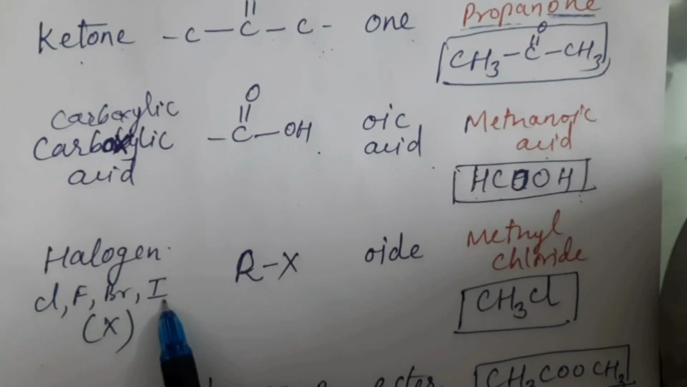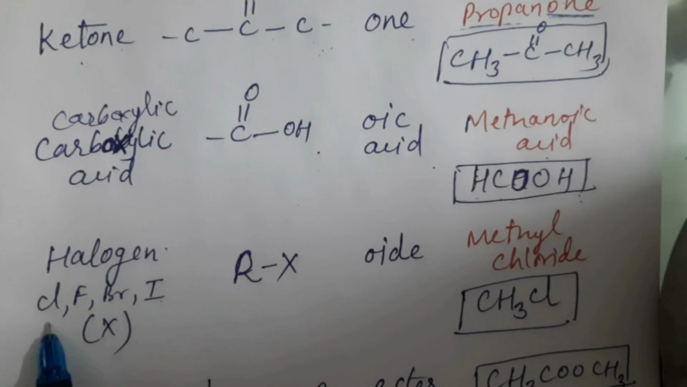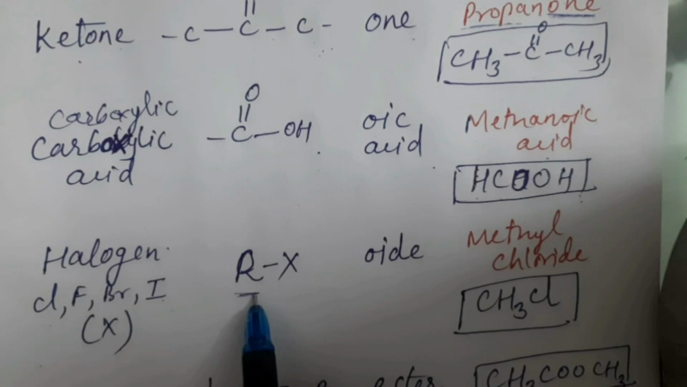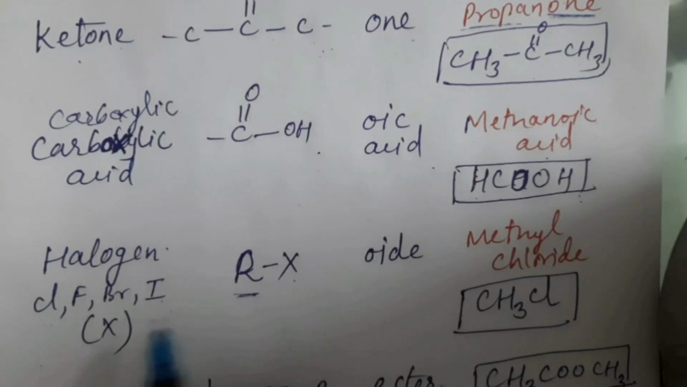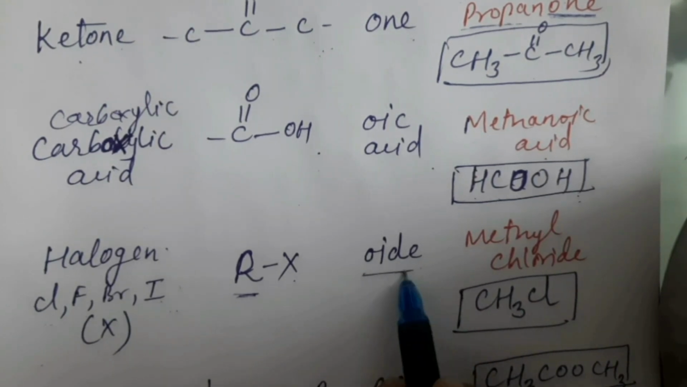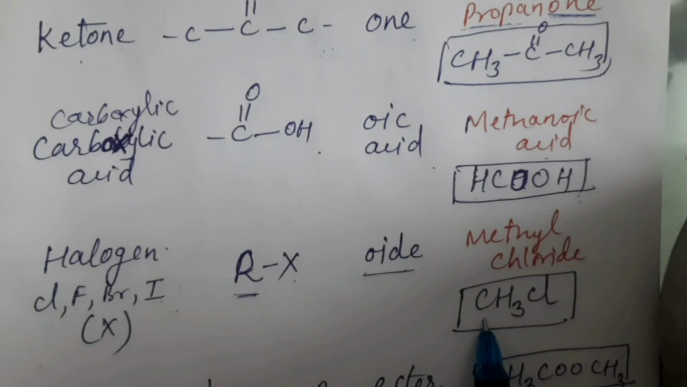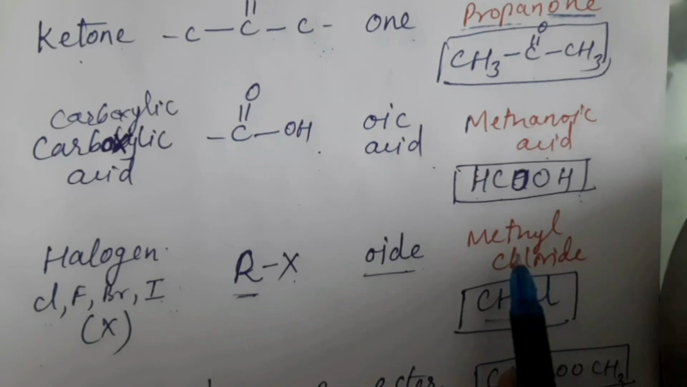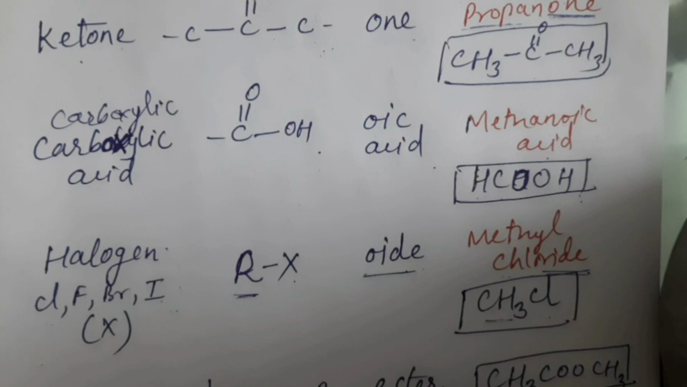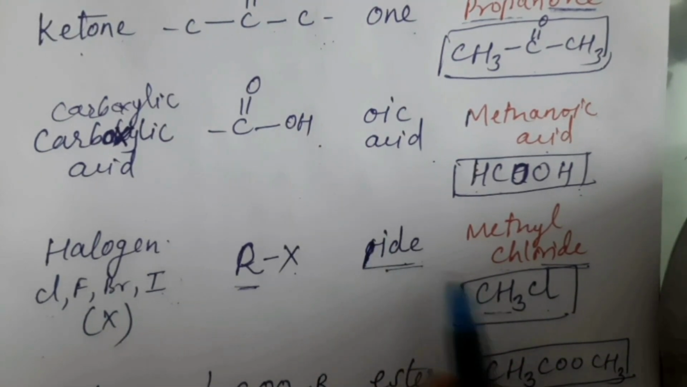Now coming to halogens. Chlorine, fluorine, bromine and iodine belong to halogens, which we represent by X. Here R is representing some alkyl group. It can be methyl if 1 carbon, ethyl if 2 carbons are there, propyl for 3 carbons, and whatever halogen we are adding out of these. Here we add IDE as a suffix. So if 1 carbon is there, as I told, we use methyl, and then I added chlorine, so it is methyl chloride. IDE is added. So here we need to add IDE.